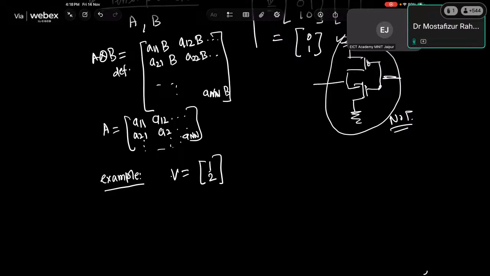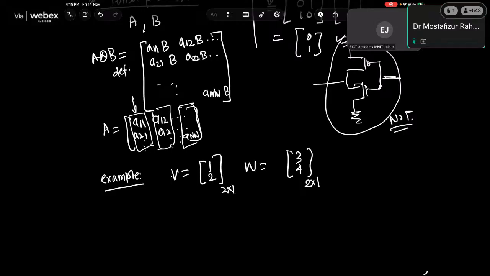And let's take another vector, w equals to 3 and 4. Okay. Vectors are also matrices. So this is a 2 cross 1 matrix, and this is another 2 cross 1, right? 2 rows and 1 column, right? So basically all these columns of a matrix, they are vectors, column vectors. So just take any two particular columns and just name them as v and w.